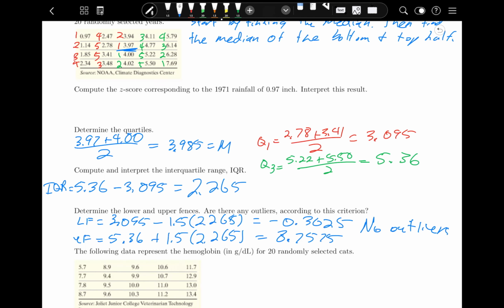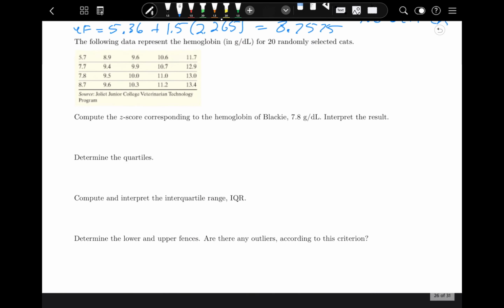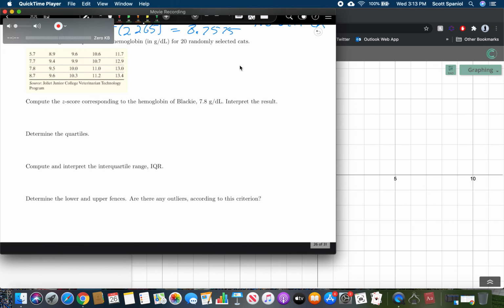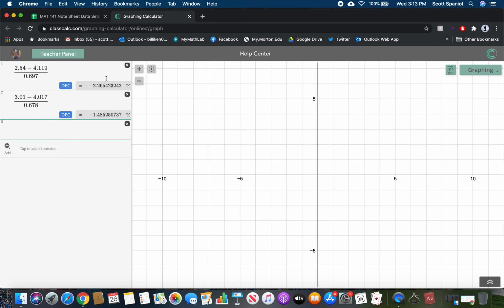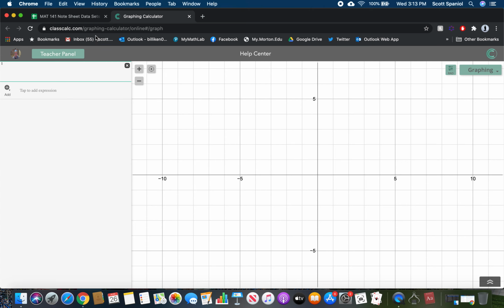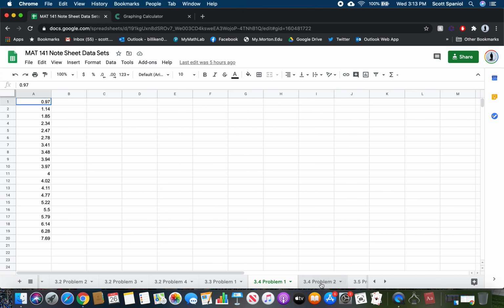Now you can also do most of this using some technology. So let's try that to finish off this video. So we actually already know how to find these things using ClassCalc. So if I go to my data for this problem, so this problem is: the following data represents the hemoglobin in 20 randomly selected cats. So I go to prompt 3.4, number 2, because we did number 1 by hand in the end. And I copy my data into ClassCalc.